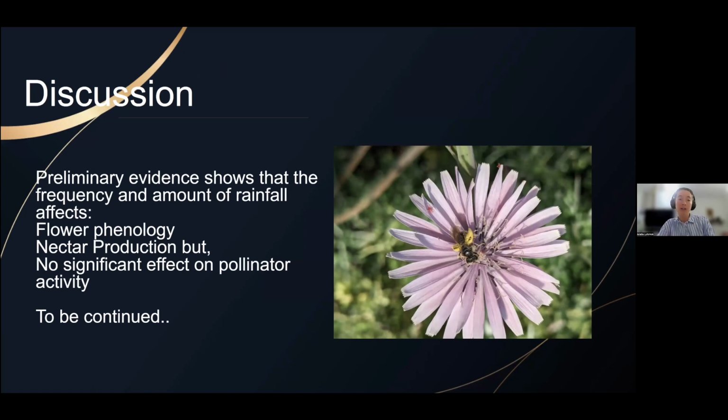And so my preliminary evidence shows that the frequency and amount of rainfall is affecting the flower phenology and the nectar production, but we're not seeing any effect on pollinator activity yet. So I'm really looking forward to the field season next year to continue the research.